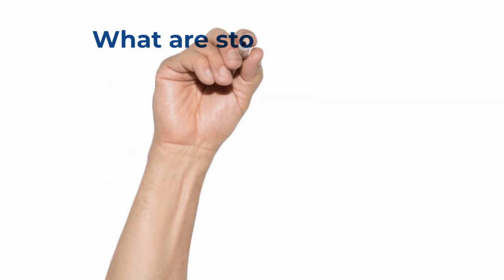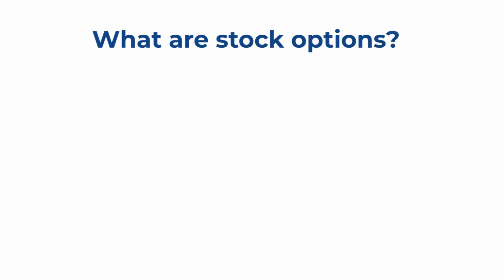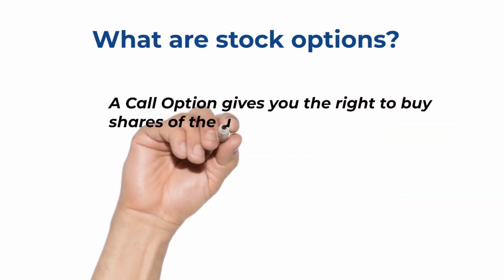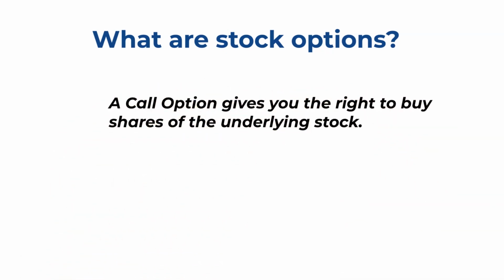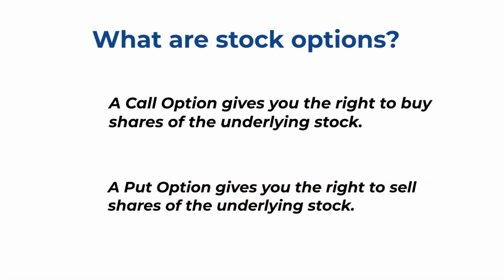So let's get started. What are stock options? Stock options are a type of derivative security. This means that their value is derived from the underlying asset, in this case, stocks. Stock options give the holder the right to buy or sell shares of the underlying stock at a set price on or before a certain date. There are put options and call options. A call option is a contract that gives the holder the right to buy shares of the underlying stock. A put option is a contract that gives the holder the right to sell shares of the underlying stock.